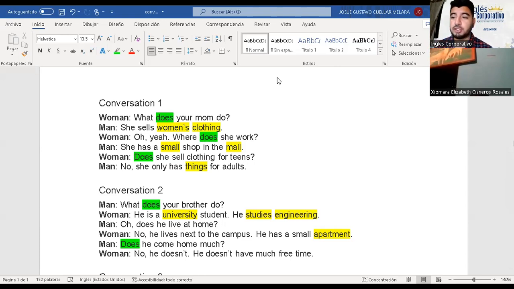Now I start conversation two. What does your brother do? He is a university student. He studies engineering. Oh, does he live at home? No, he lives next to the campus. He has a small apartment. Does he come home much? No, he doesn't. He doesn't have much free time.